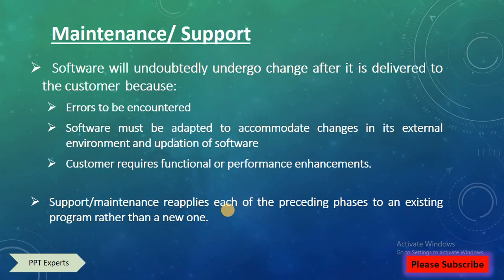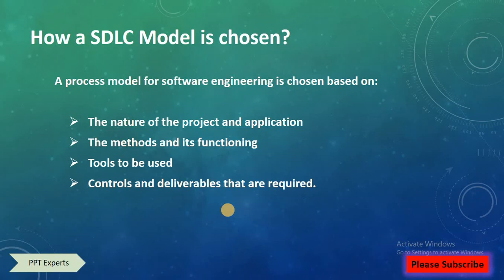So these were the SDLC phases. Now we'll see how an SDLC model is chosen. So an SDLC model, a process model for software engineering, is chosen based on the nature of the project and application. What type of application or project is to be built, the methods and the functioning of the project, how many functions do we need in the application, which type of application is needed, and the tools required to develop the software, and controls and deliverables that are required. So based on all these, an SDLC model is chosen.